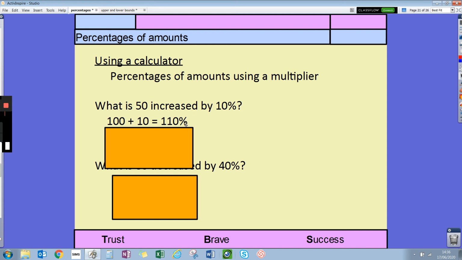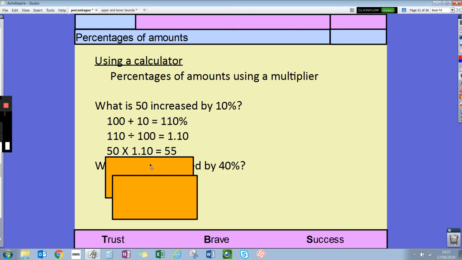It's okay to have percentages that are bigger than 100. So now we've got our percentage, and we're going to divide that by 100 to get it as a multiplier. So we're going to do 110 divided by 100, which is 1.10, exactly the same as what we've just done. And then to find 50 increased by 10%, we're going to use our multiplier. We're going to do 50 multiplied by 1.10, which is 55.